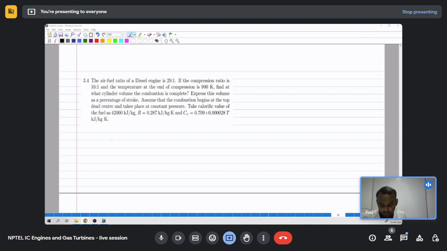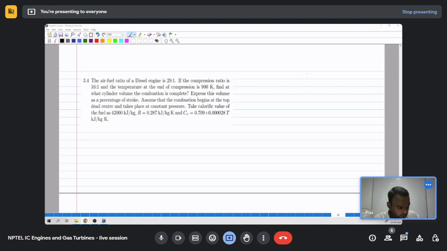Okay, so in the next problem we have the air-fuel ratio of a diesel engine as 29:1. The compression ratio is 16:1, and the temperature at the end of compression is 900 Kelvin. Find at what cylinder volume the combustion is complete. Express this volume as a percentage of stroke. Assume that the combustion begins at the top dead center and takes place at constant pressure. Take the calorific value of the fuel as 42,000 kJ per kg, R as 0.287 kJ per kg Kelvin, and Cv as 0.709 plus 0.000028 times temperature kJ per kg Kelvin.